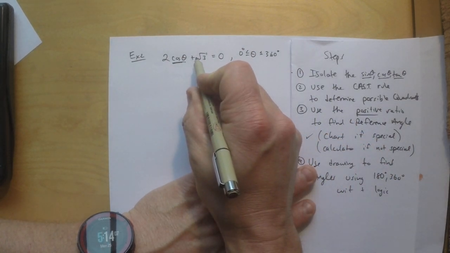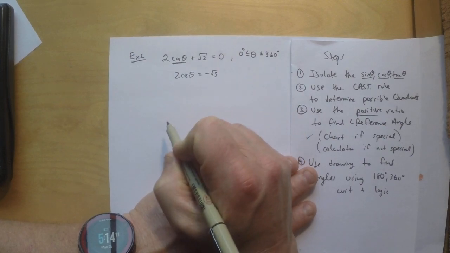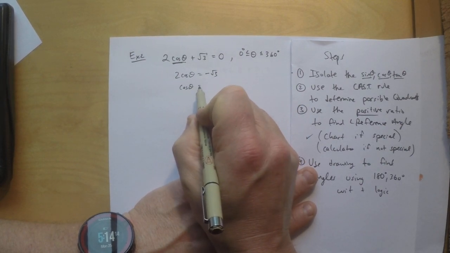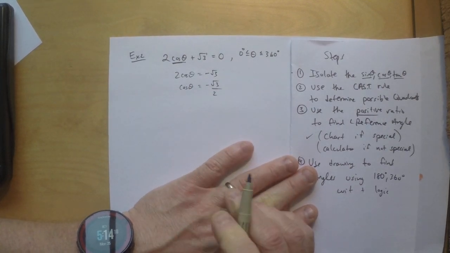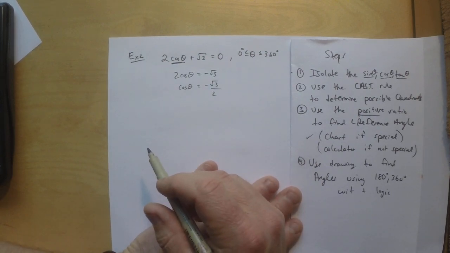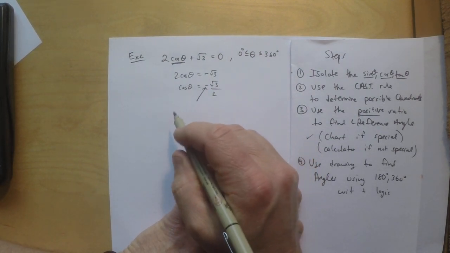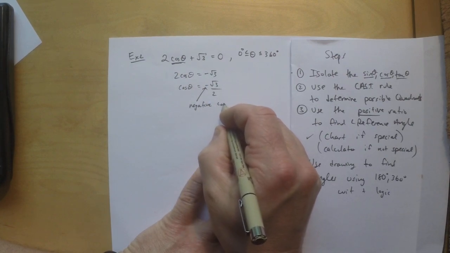Well, I would subtract the negative root 3 over and then divide by 2. Just like you're isolating an x, but you're isolating kind of a chunk. There it is. Now it's isolated. Next thing would be cast rule. It's got a sign on it. It's negative. It's negative cos.